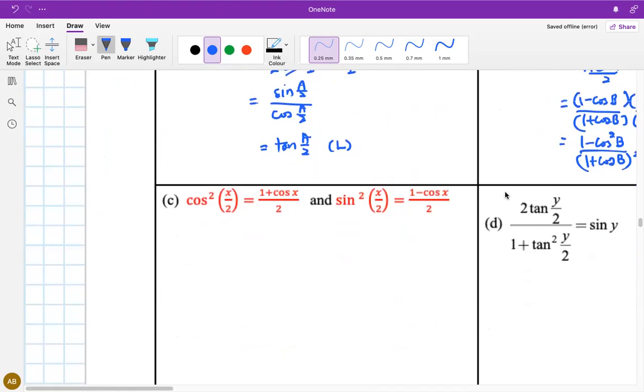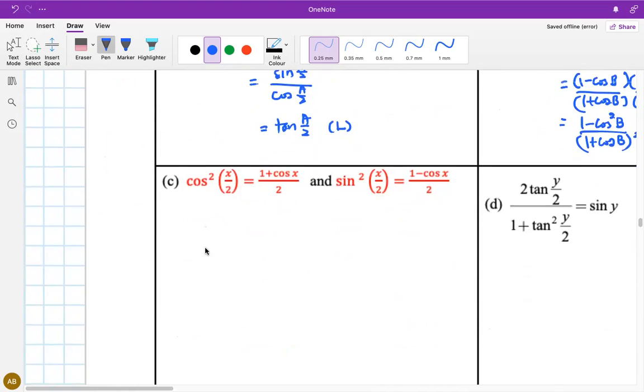So cos square X over 2, so this one, how to prove? Okay, from the right side, (1 plus cos X) over 2, so 1 plus cos X is 1 plus 2 cos square X over 2 minus 1, over 2. So 1 minus 1 is 0.